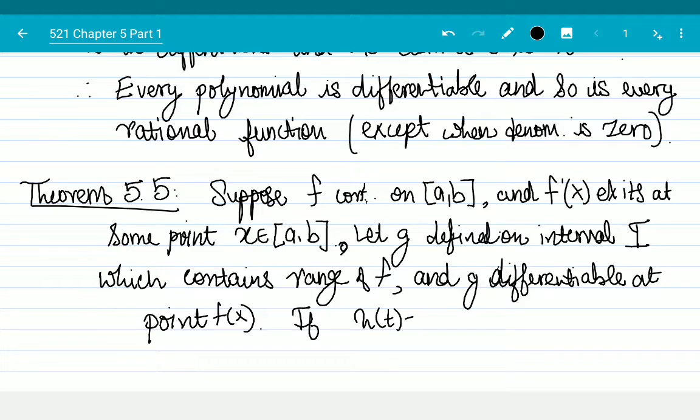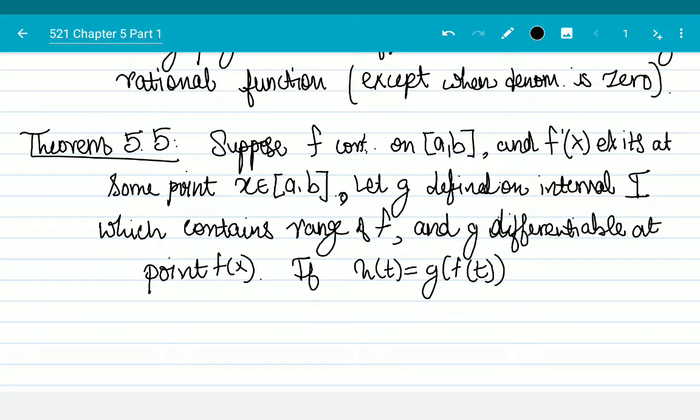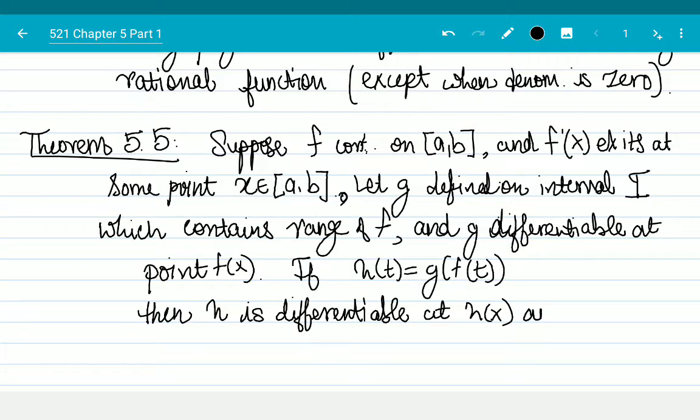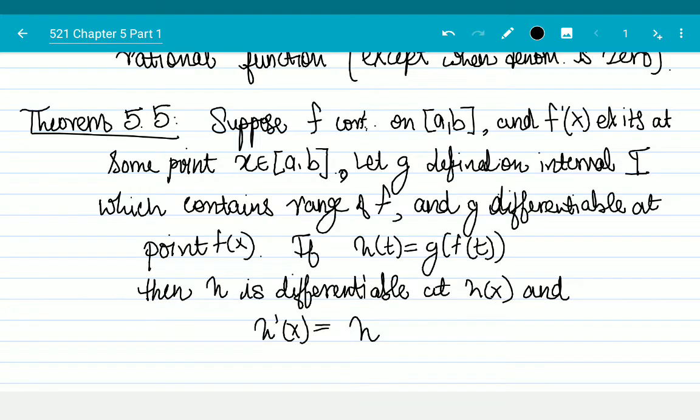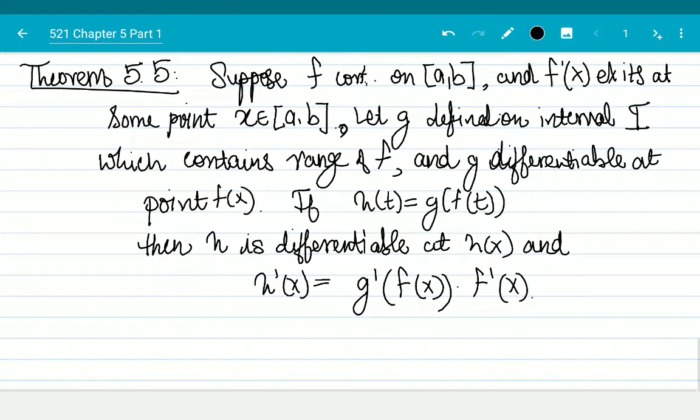If h of t is equal to g of f of t, I'm using h as the composition, as the total function, then h is differentiable at x, and h prime of x is actually equal to g prime at f of x times f prime of x. Okay?